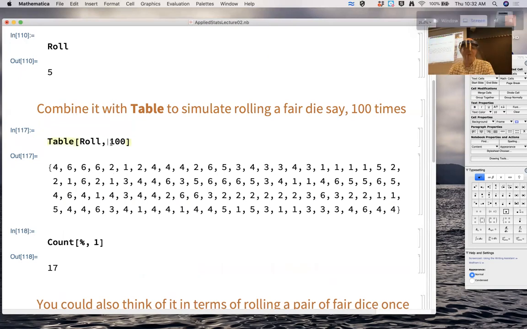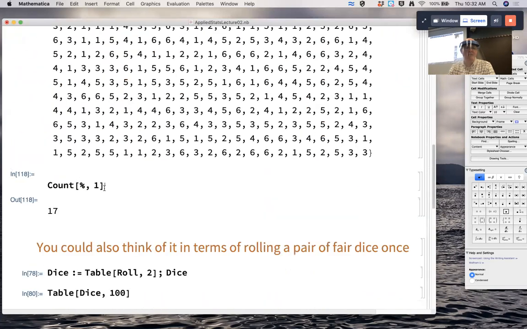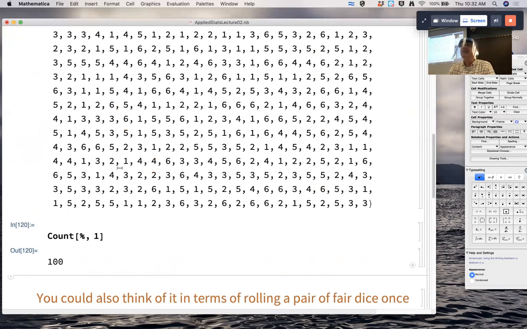But if it's 600 rolls and count the number of ones, it should be close to 100. Hey, exactly 100, how about that? That was lucky. Okay.